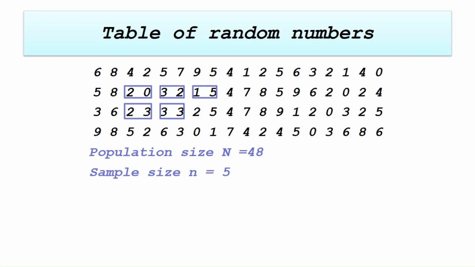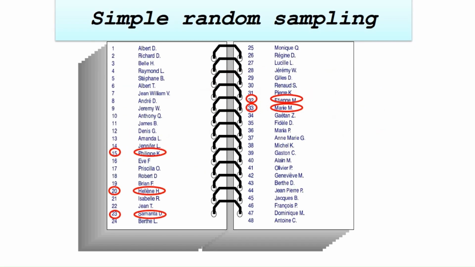The next number is 15. We select 15. We have covered all 5 of the sample size. Here is the visual of the simple random sampling method.